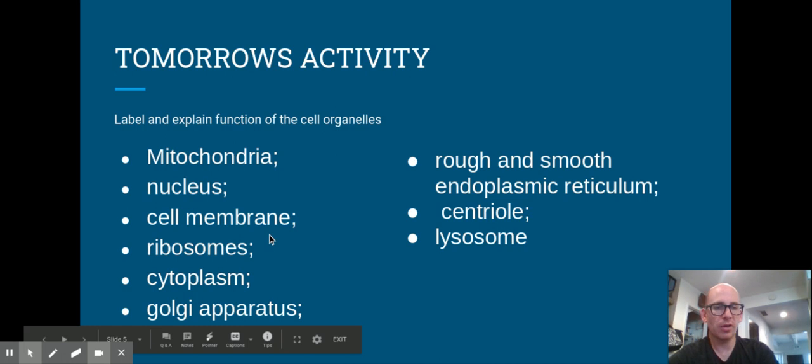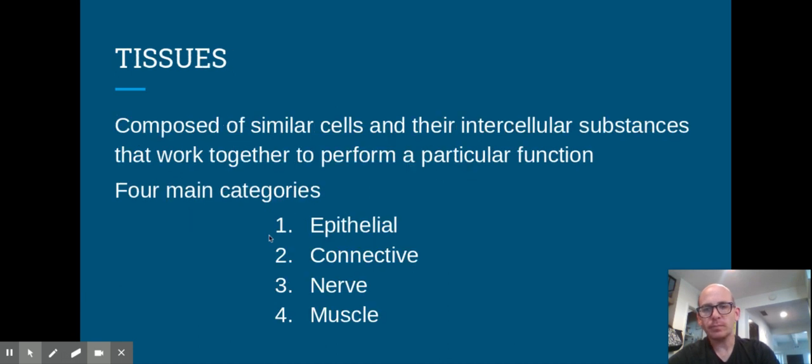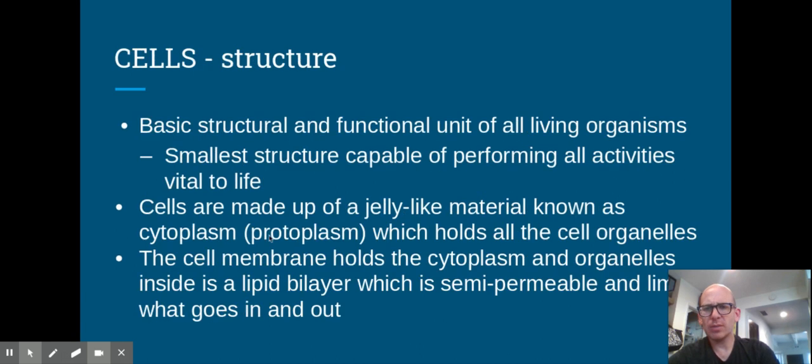Okay, so that's what you'll do tomorrow is basically look at all of those cell organelles and label them on a diagram. I'll have the cell drawn out. You don't need to draw anything, just a one sentence explanation of what they do. Okay. Did I skip one?